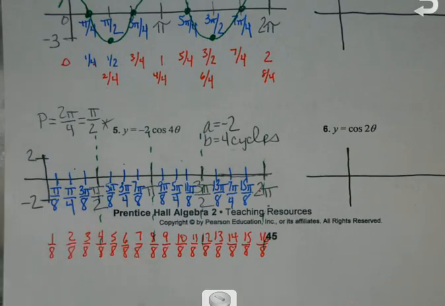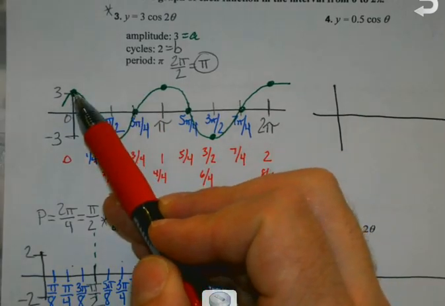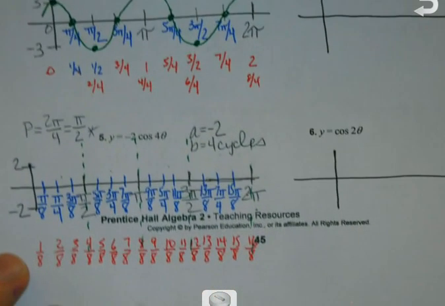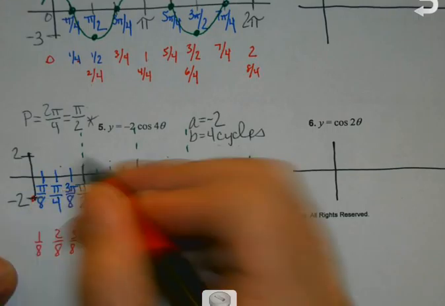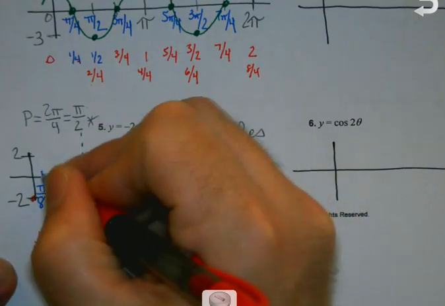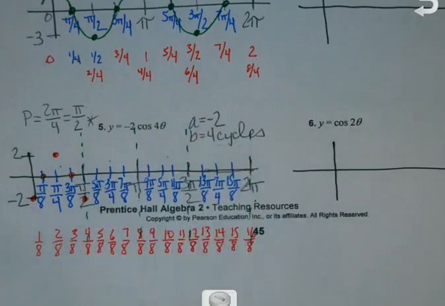Better use a really different color here. So now, the only thing I got left to think about is, do I start at the max or the min? Well, let's use our last one as an example. Up here, my a value is positive. Started at a max. Down here, my a value is negative, so I start at a min. And again, min, 0. Max, 0. Min. I always should start and stop at the same place within a cycle, and I did.